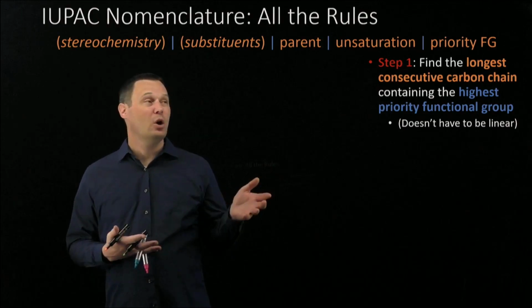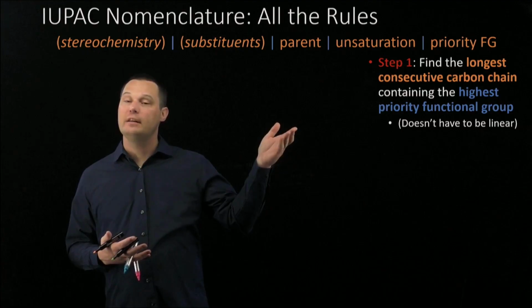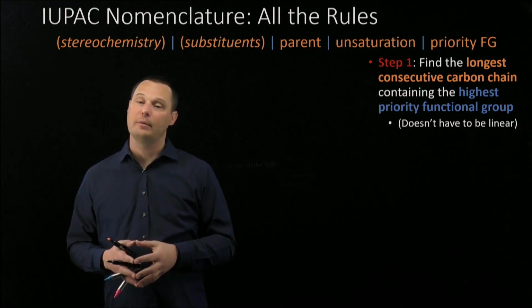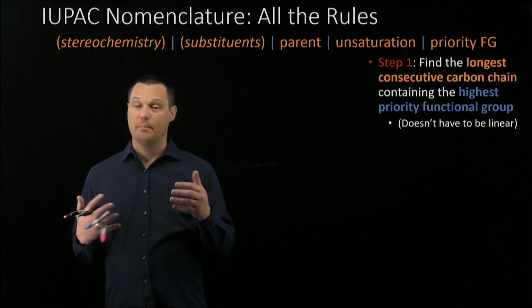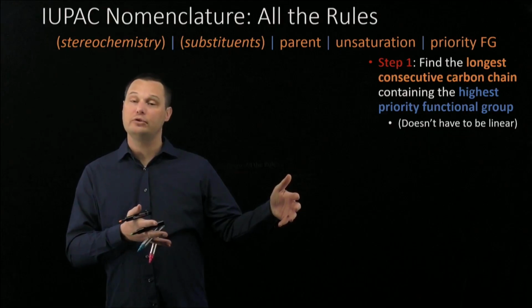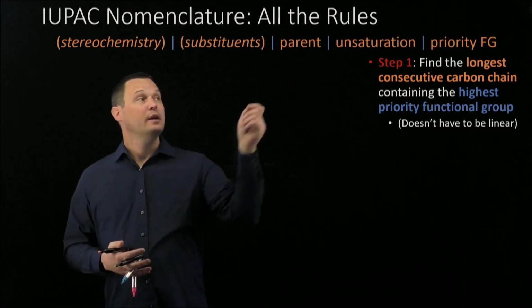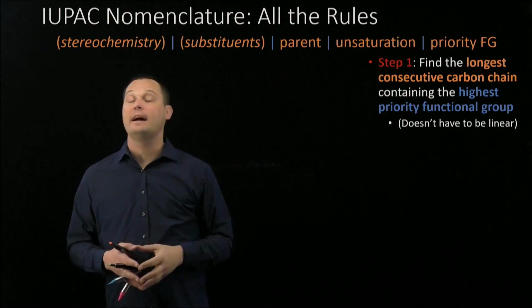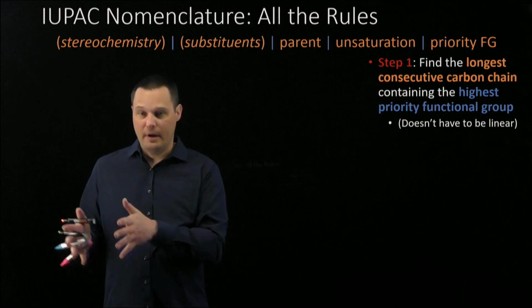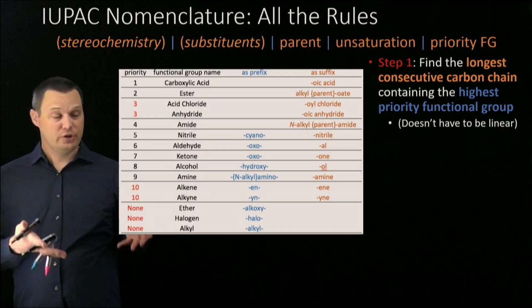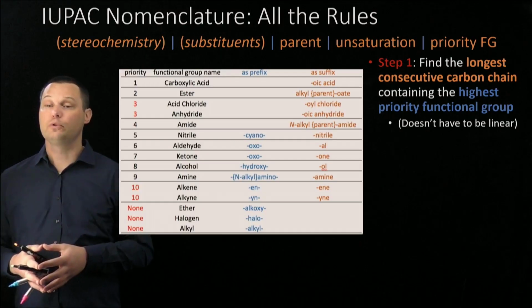And step 1 is always the same. Find the longest chain of consecutive carbon atoms, including the priority functional group. Priority matters. Molecules may contain more than one functional group, but only one functional group gets to be the priority functional group that defines the end of the name. All the other groups on the molecule become a substituent. That means we need to know the prioritization of all of the functional groups in organic chemistry.